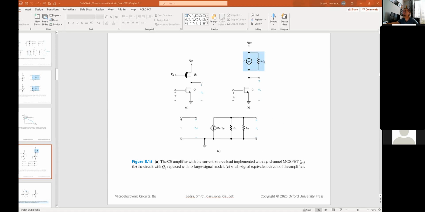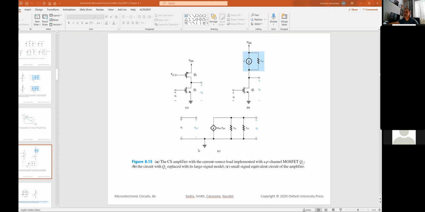So that biasing or load is going to look like a current I with an output resistance across it, which we're going to call RO2. So these quantities are going to be important as we make the next derivation, and we look at it from a small signal perspective.